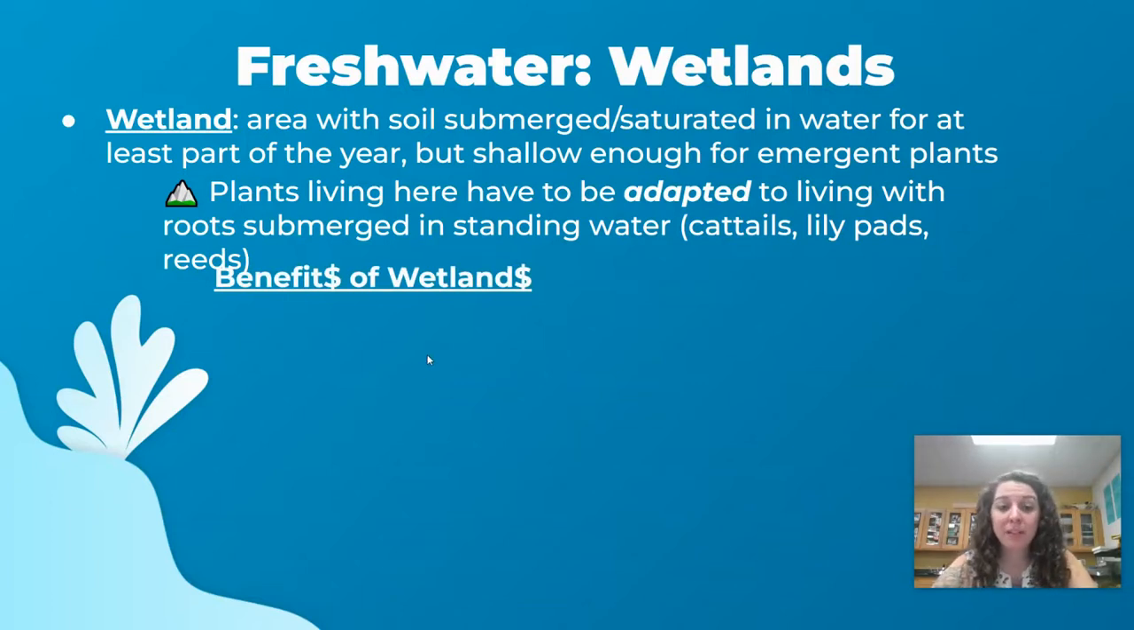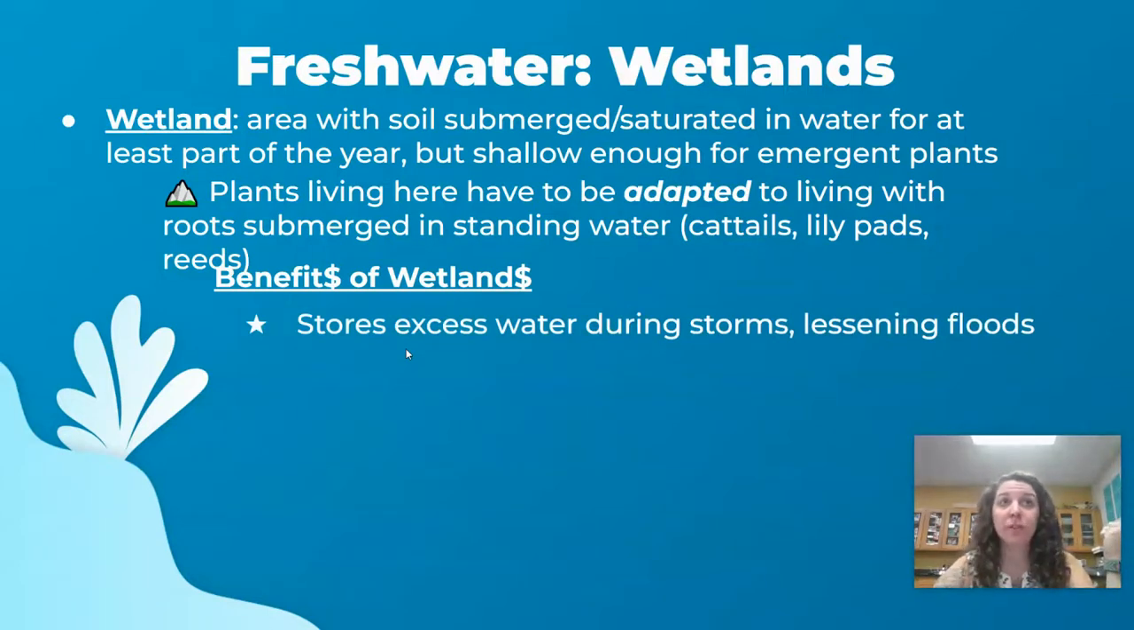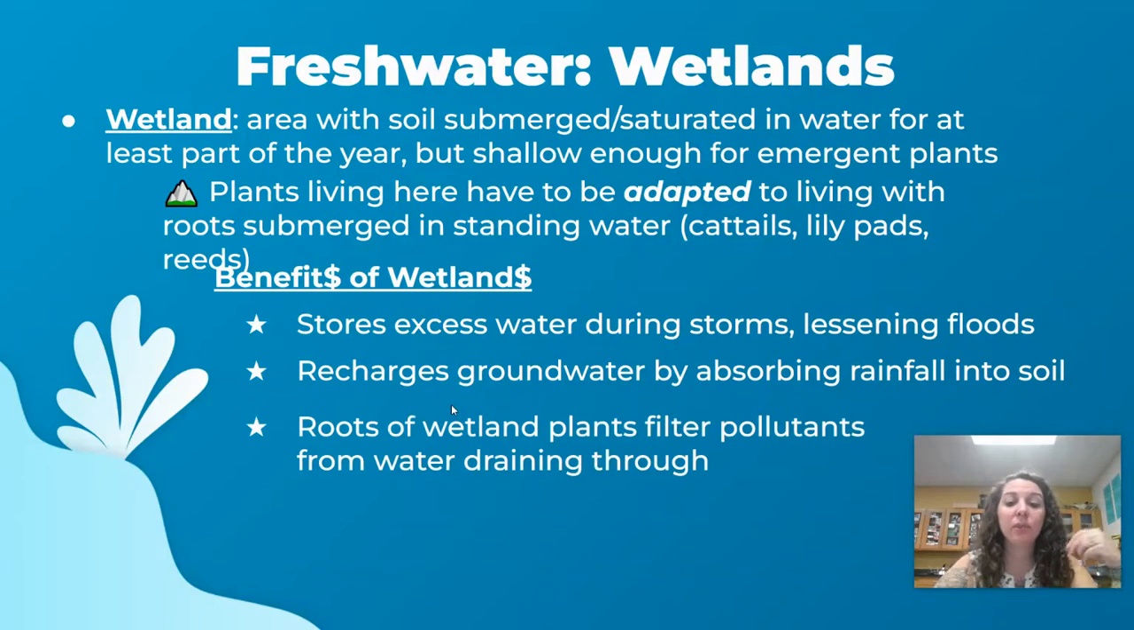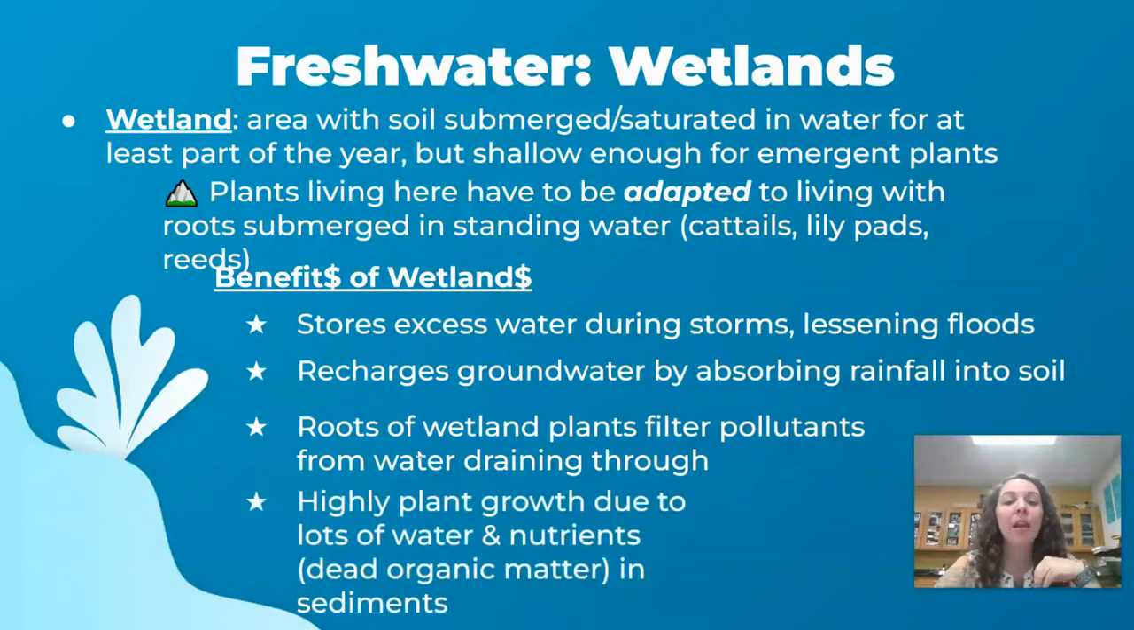Some benefits of wetlands that are going to be beneficial to us: they store excess water, so when there's big storms, it lessens the likelihood of floods. It recharges the groundwater. As we use the groundwater up, this is going to be replacing some of that groundwater by absorbing rainfall. And the roots of those plants are going to filter pollutants and stop them from getting into that groundwater. And then lastly, that high amount of plant growth is beneficial with photosynthesis, providing oxygen to us, because there's lots of water and nutrients there, so lots of things can grow.